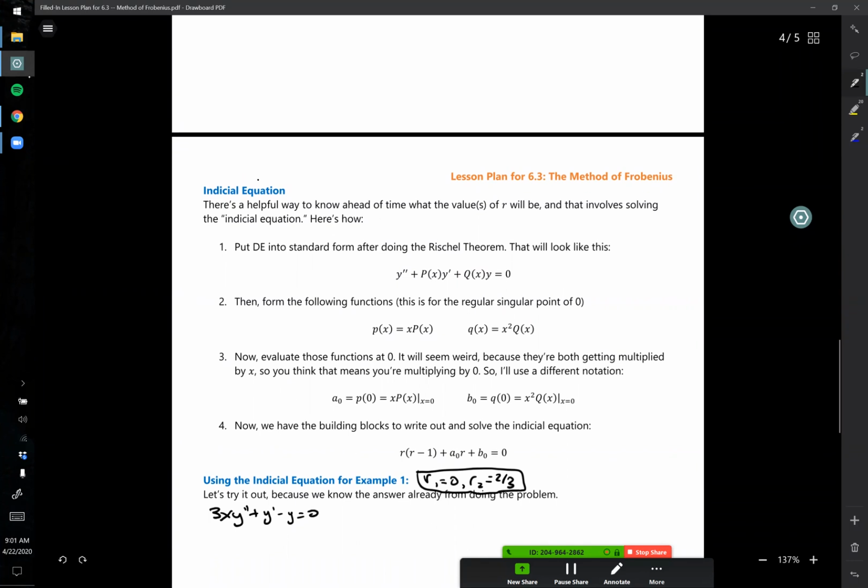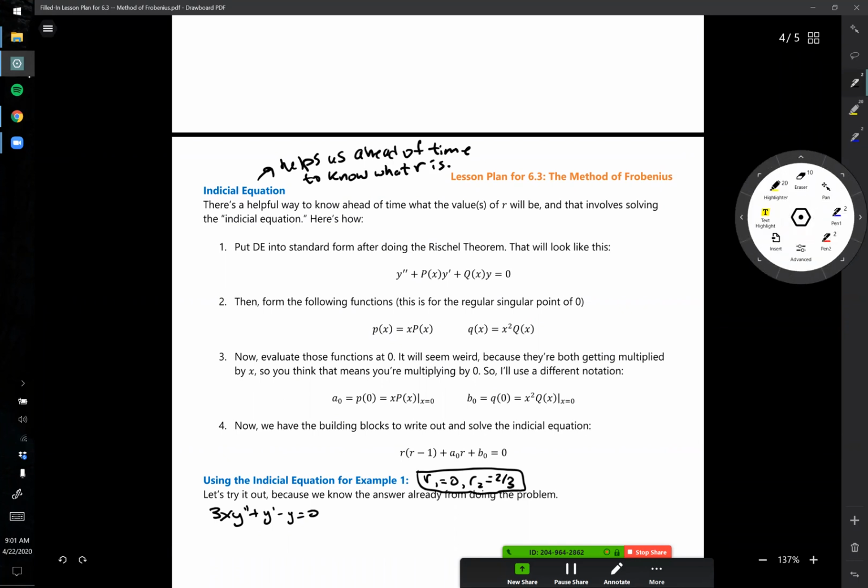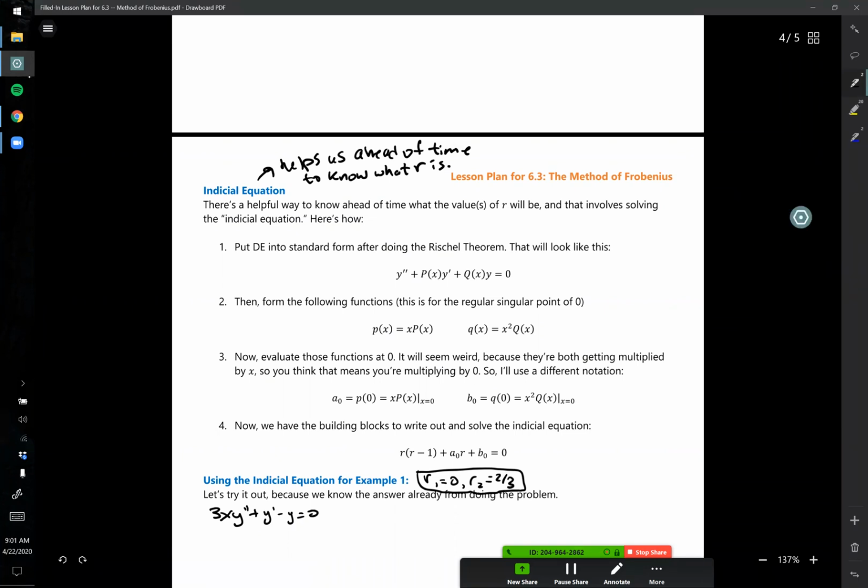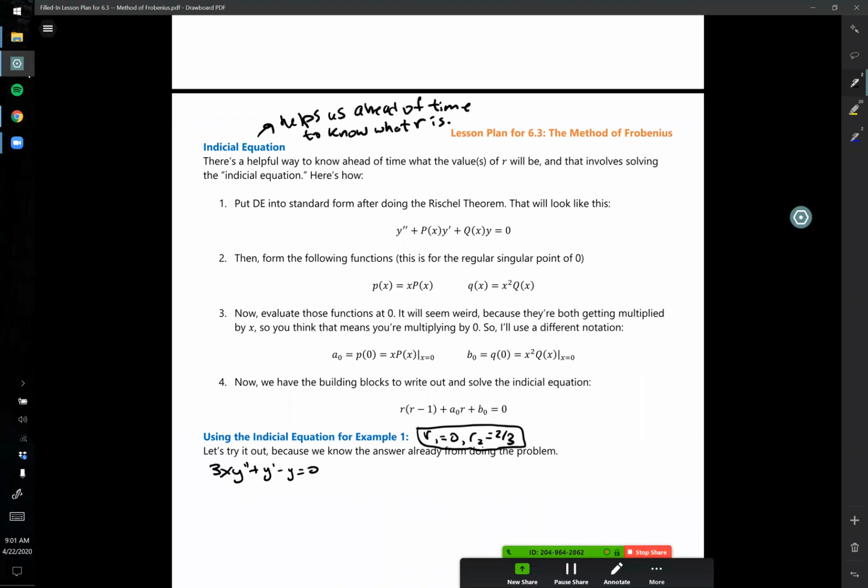So the indicial equation helps us know ahead of time what R will be. Let me walk you through how you do it. There are some steps involved, but it's nice because these problems take a long time and it's easy to make a mistake. So it's helpful to know what those R's will be ahead of time.